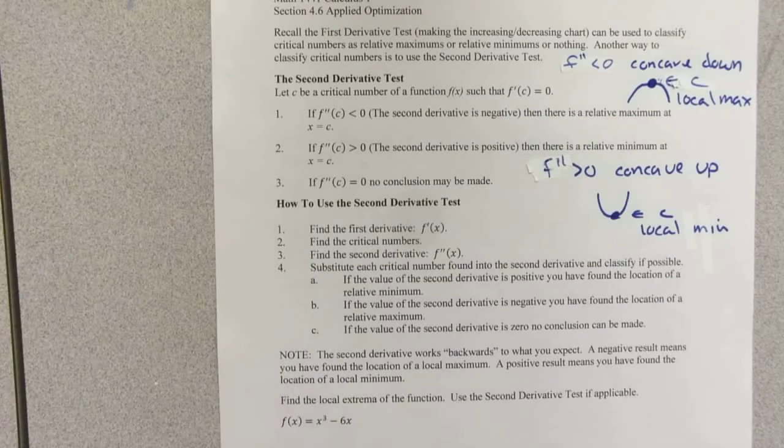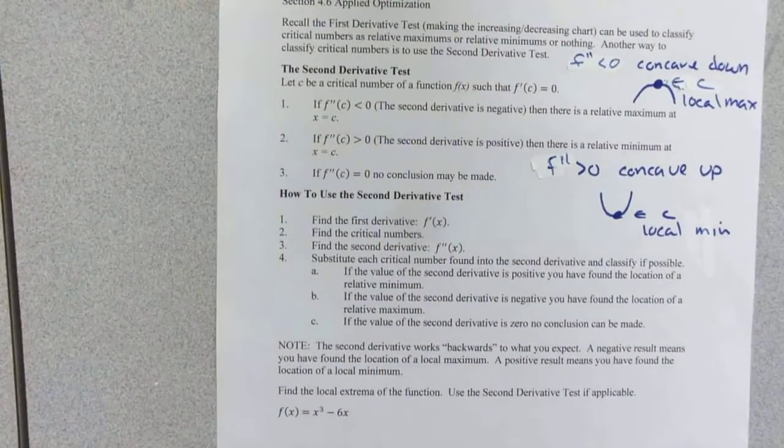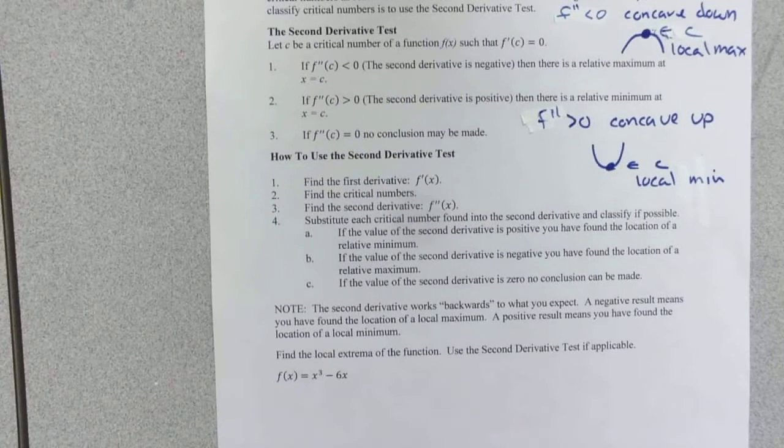Note, the second derivative test works backwards to what you'd expect. And we already kind of went into that. If you think about the pictures, no, it doesn't. But a lot of people don't think about those pictures. A negative result means you found a local maximum. A positive result means you found a local minimum.